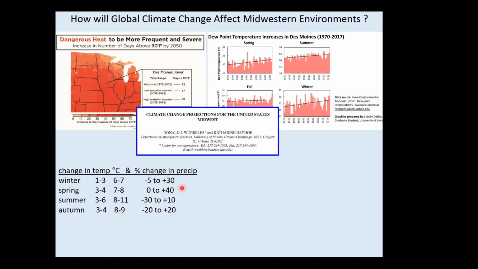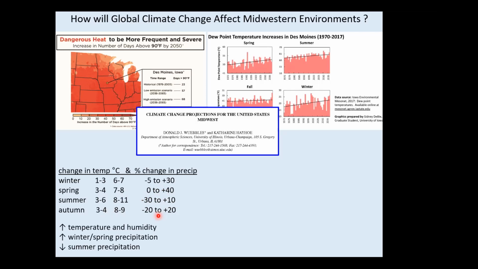The next data show the range, given these different models, of the percent change in precipitation. For winter, in some scenarios it's going to decrease by 5%, in other scenarios it increases by as much as 30%. So that one encompasses 0, so it could go either way a little bit. For springs, it looks like for sure they're going to have a lot more precipitation, a 0 to 40% increase. Summer leans a lot more strongly to a decrease in precipitation, so more droughts in the summer. And autumn is kind of a wash. It could go 20 up or 20 down.